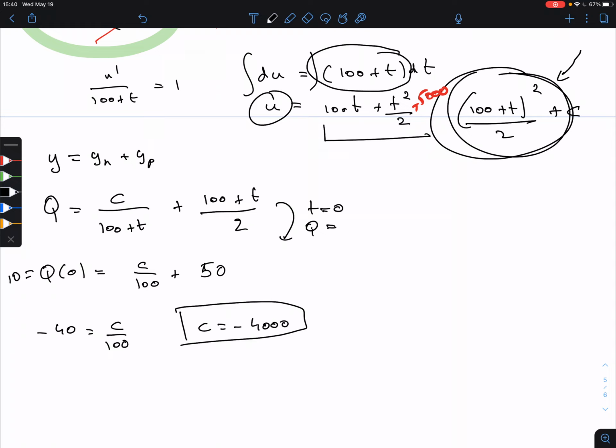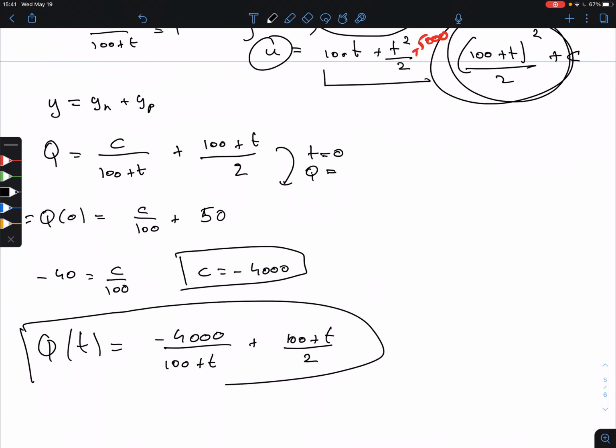Sorry, I just want to see here. Yeah, I think it's the same thing. Okay, so I got a little bit lost now. Where's my place here? Yeah. So Q of t at any time t is minus 4,000 over 100 plus t, plus 100 plus t divided by 2. Okay. Yes, that's the formula.